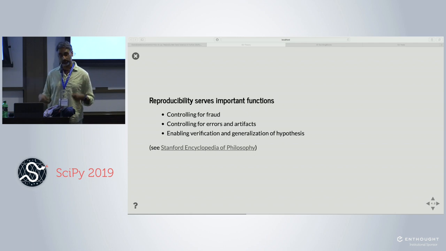But errors and artifacts are, of course, very commonplace. And knowing that you've made an error is very helpful, and doing work in a reproducible way makes that possible. Same for artifacts that might be a consequence of the way data was collected or some choices that were made in the process of analyzing it. By working reproducibly, it's possible to find these things and fix them before they cause any problems.